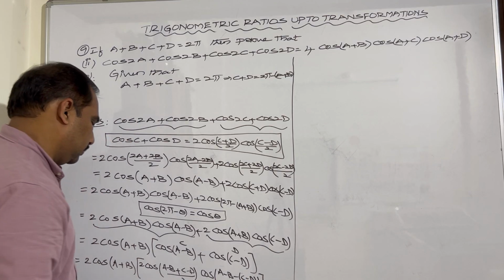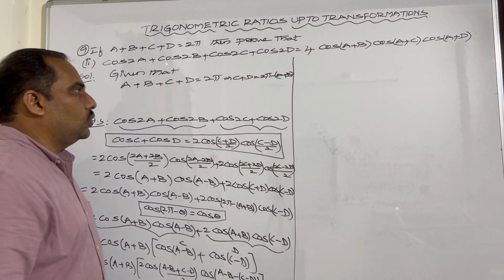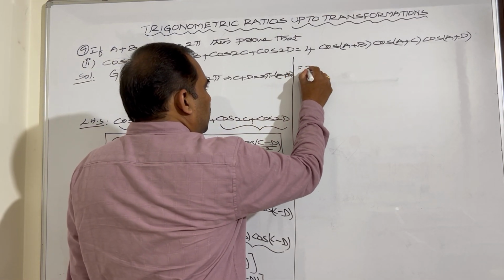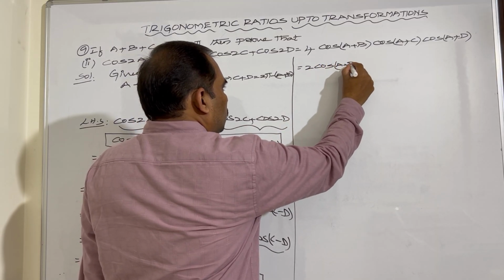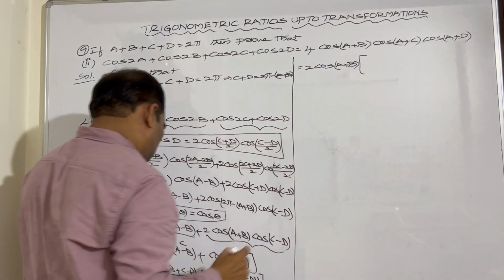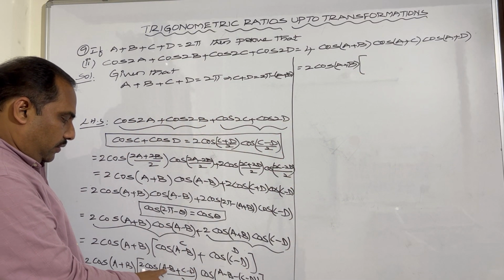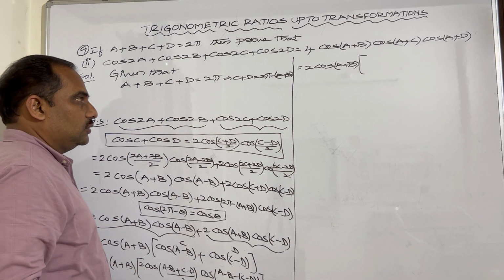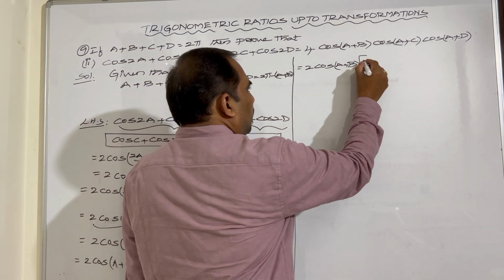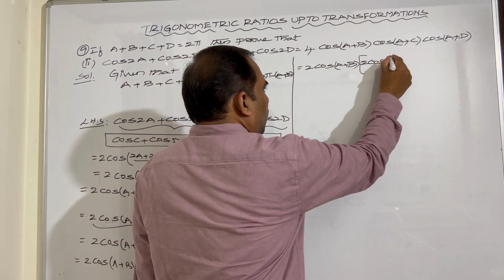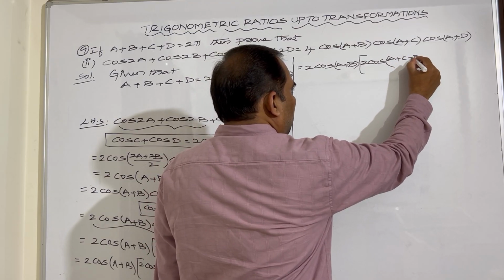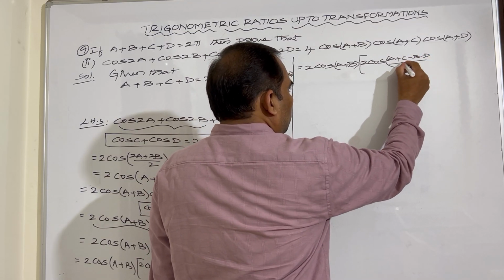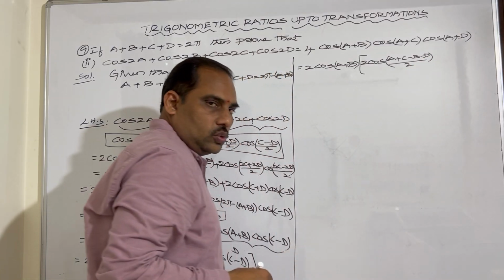So 2 into cos of a plus b is written as it is, into 2 into cos of a plus c, the first positive values, and here cos of minus b minus d, whole divided by 2.